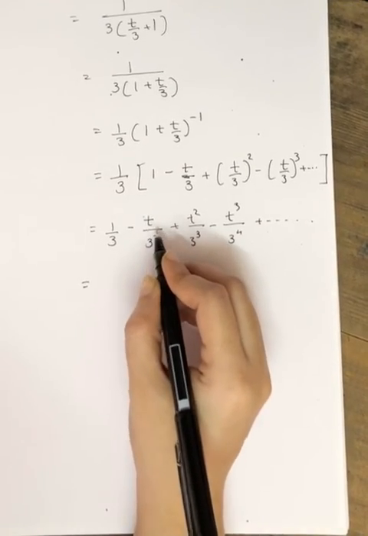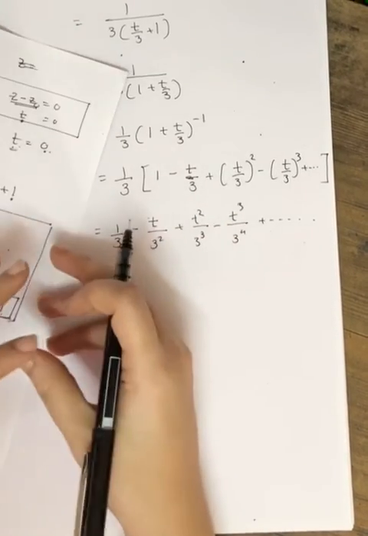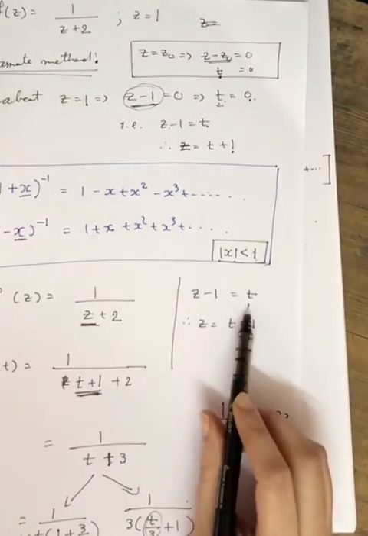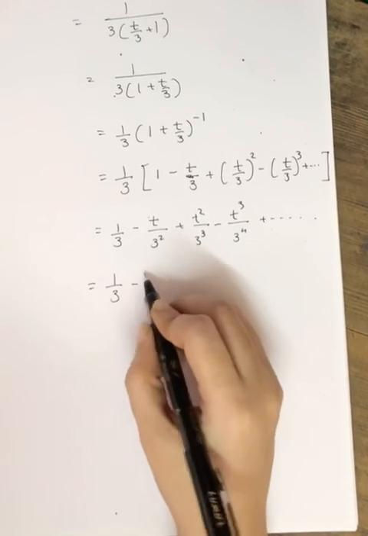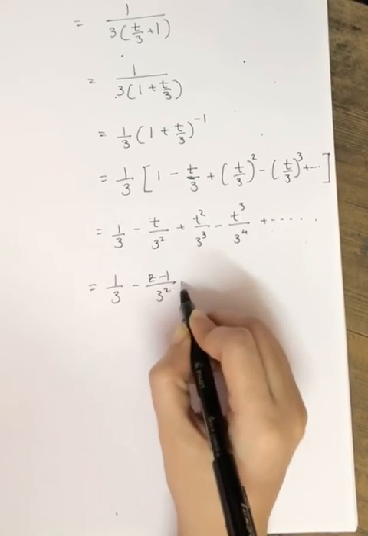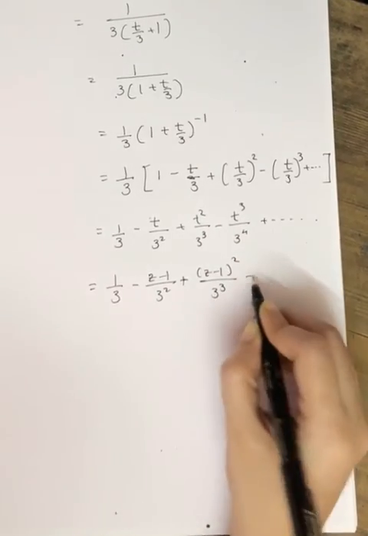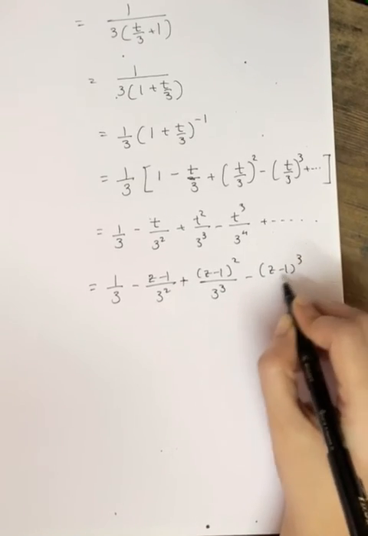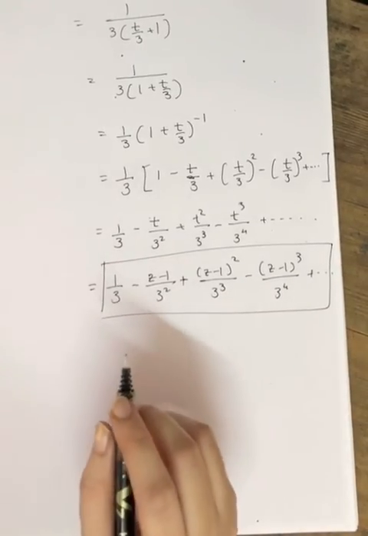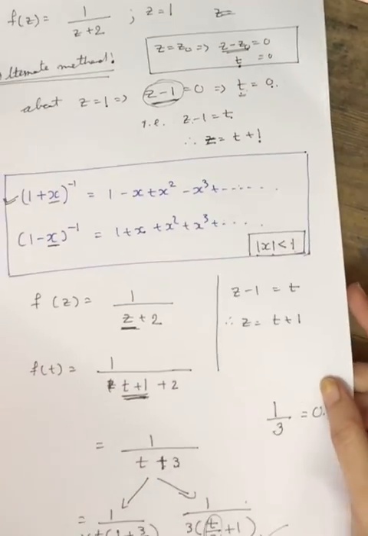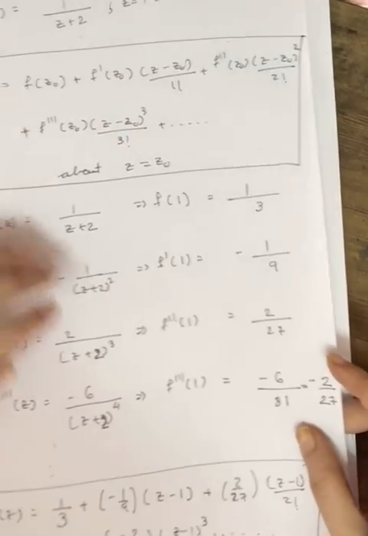And now, in place of t, you put the original value. What was the original value of t? We saw that t is equal to z minus 1. So you just put it back. So it's 1 by 3 minus z minus 1 upon 3 squared plus z minus 1 squared upon 3 cubed minus z minus 1 cubed upon 3 to the 4 and so on. So that's the answer to this series expansion, and that is what you would find in our previous method also.